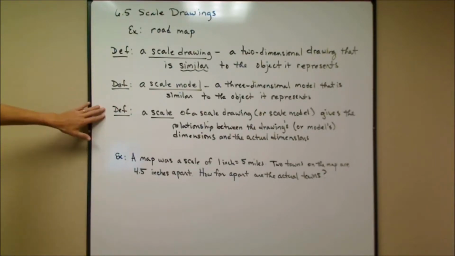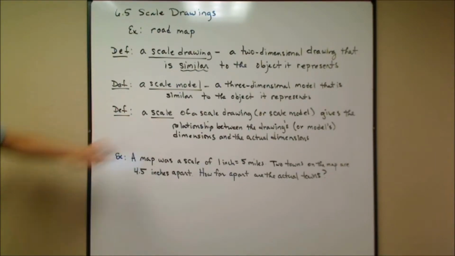Now, here's the key: the scale of a scale drawing or a scale model. This is what gives the relationship between the drawing or the model's dimensions and the actual dimensions. By that I mean, if you're reading a map, typically there's a scale provided somewhere on the map that says maybe 1 inch represents 20 miles. It's what shows how you can compare the drawing to the actual object it represents. So we're going to try it with an example right here.